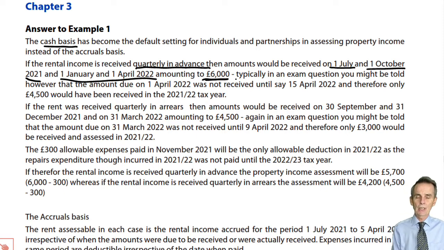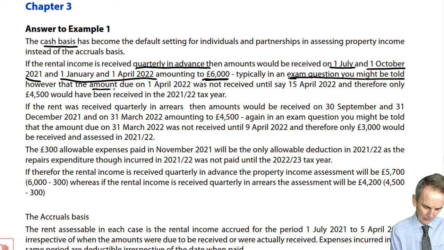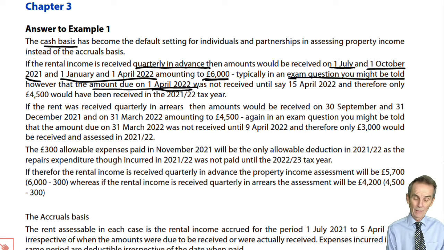Again, as you'll discover, as you practice in this area, typically to make it more interesting in the exam question, as we state here, wasn't the case in this example, by the way, but typically in the exam question, you might be told that the amount due on the 1st of April 22, therefore, if it was received on that date as it should have been, that means it was 21/22, as we have it here.